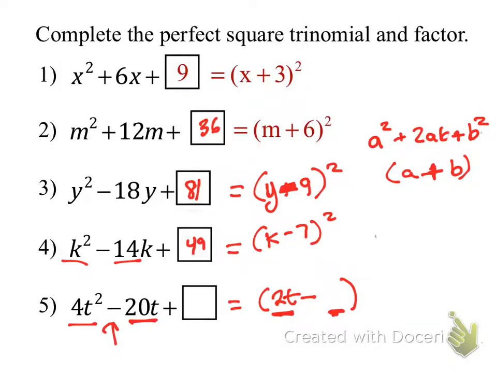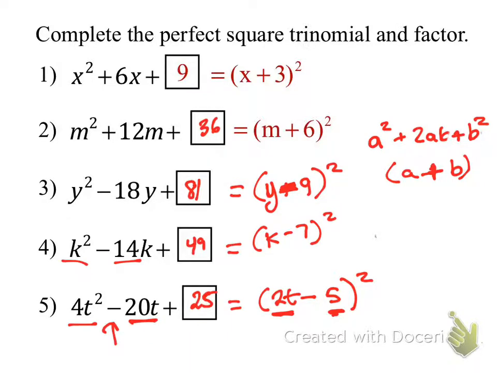So what if I divide 22t by 2? What do I get? 10t, right? So 2t times what equals 10t? 5. So what goes in the box? 25. Wait.